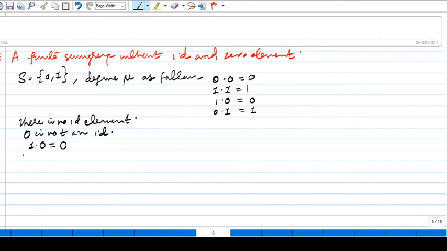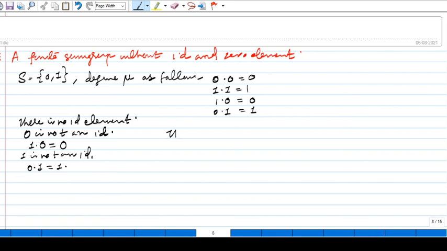And I have to say 1 is not an identity element. Why? Because 0 times 1, in the definition, is 1. If 1 is an identity element, what should I get back? I should get back 0. 0 times 1 should be 0. But that is not the case. So 1 cannot be an identity element. That means the semigroup does not contain an identity element.